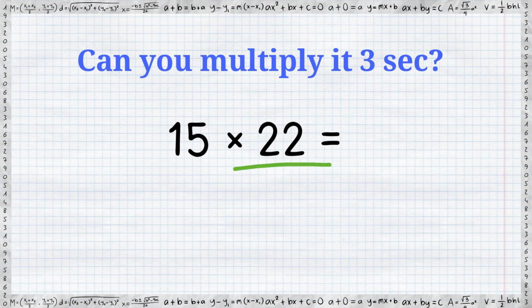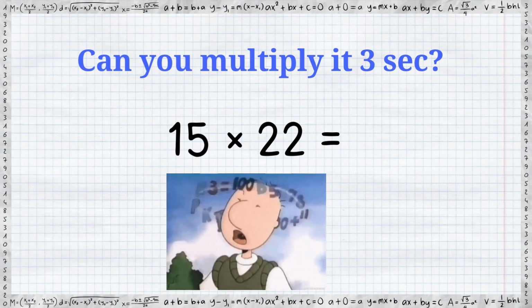15 times 22. This example is not as difficult, but when you start calculating it mentally, following the classic multiplication approach, it might take up to 15 seconds or even more. I suggest simplifying things. After all, mathematics is always about finding ways to simplify complex problems.